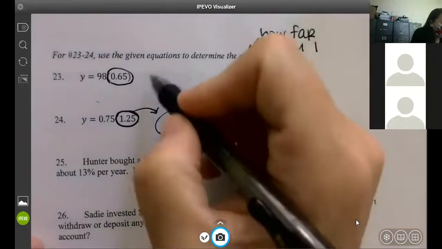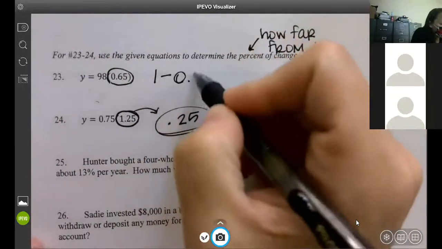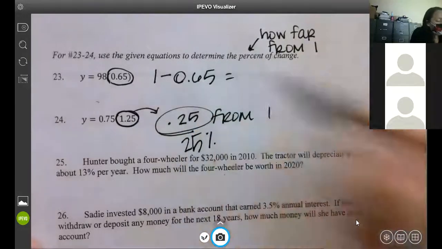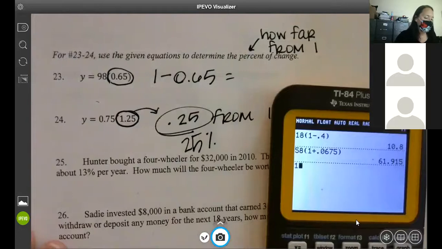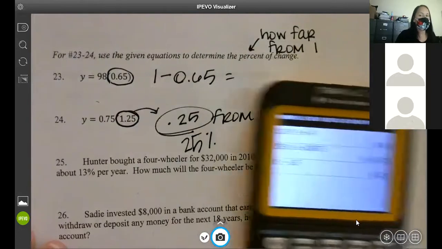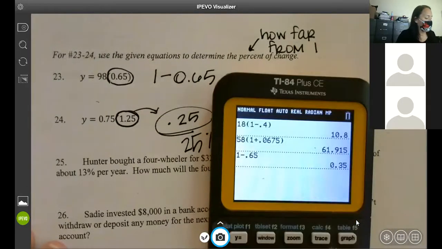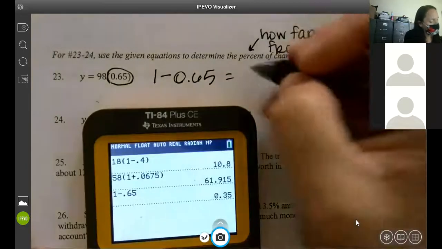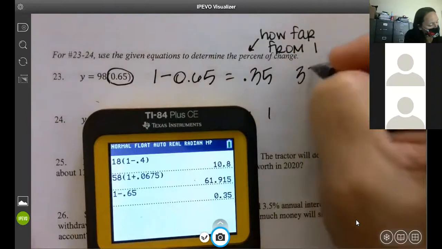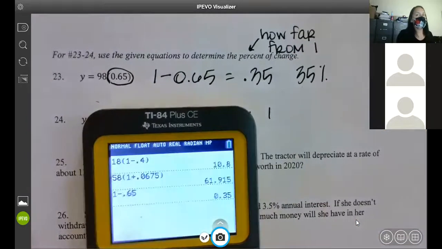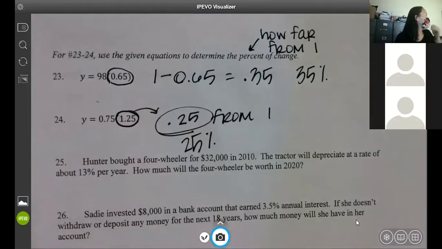Okay. Look at this one. Subtract it from 1. 1 minus 0.65. If you get a 65 on your test, how far is that from 100? 1 minus 0.65 is how much? 0.35 or 35%. I don't care which one you give me. It all depends on what your multiple choice answer is.